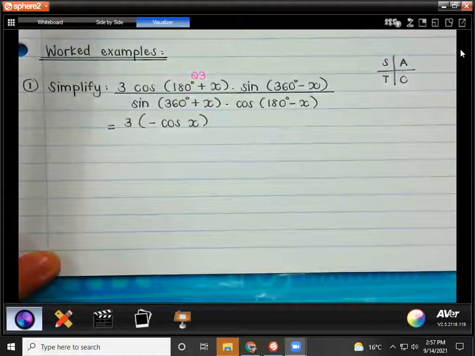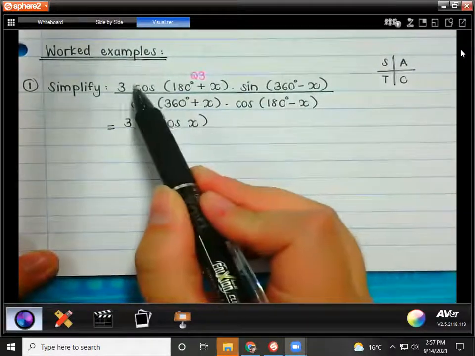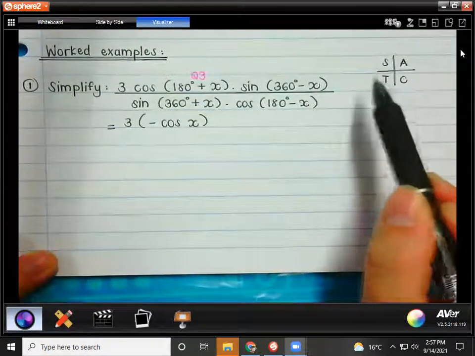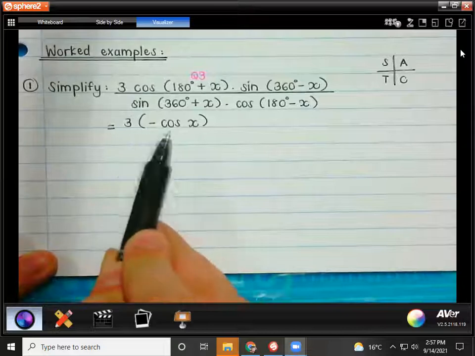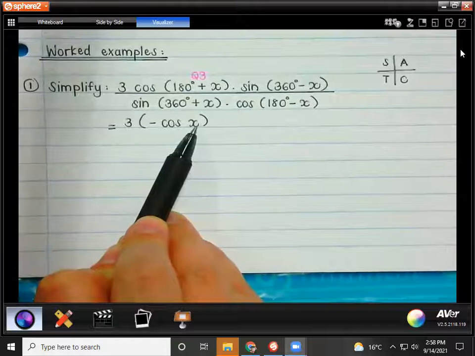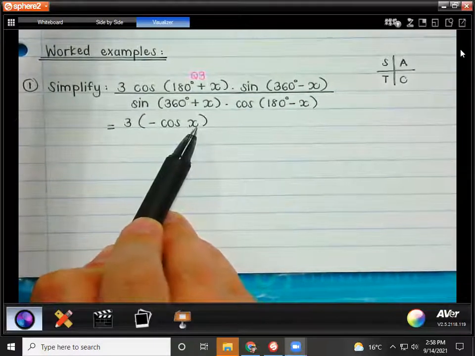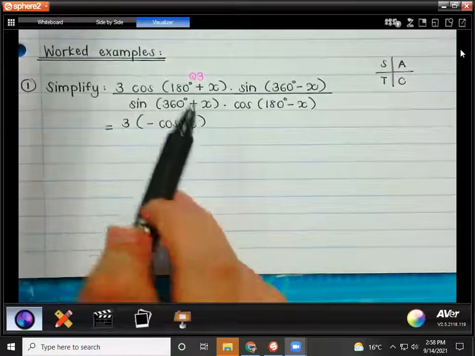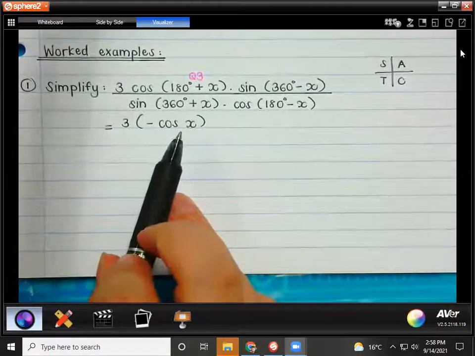Step 1, you identify which quadrant the angle is in. 180 plus x is in the third quadrant. Then you ask yourself, what is cos in the third quadrant? It is negative. So we change it to negative cos x. That's the third thing where they said the angle becomes the acute angle. So 180 plus x just becomes x. Okay.